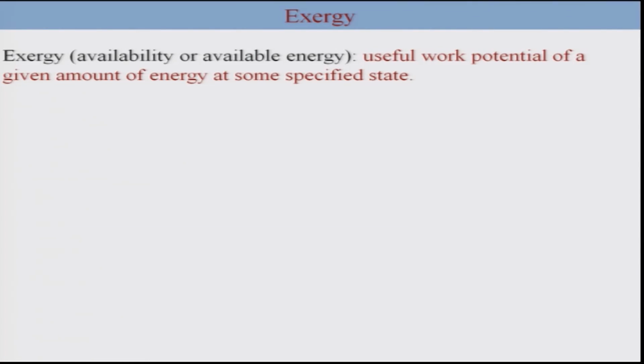Okay. As we know, heat cannot be completely converted to work, hence there is a certain limitation, and thus we would be able to analyze this limitation with the help of the second law, in particular with the help of exergy or exergy balance. So, what is exergy? Exergy is nothing but availability, or availability of energy. It's nothing but the useful work potential of a given amount of energy at a certain specified state.